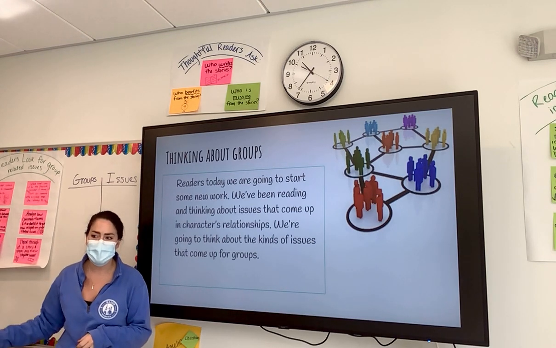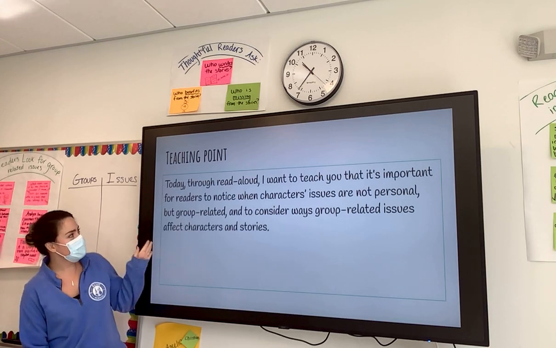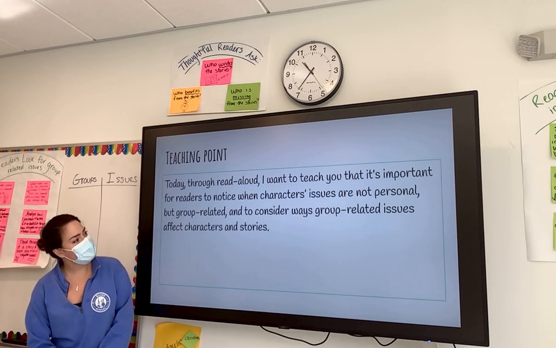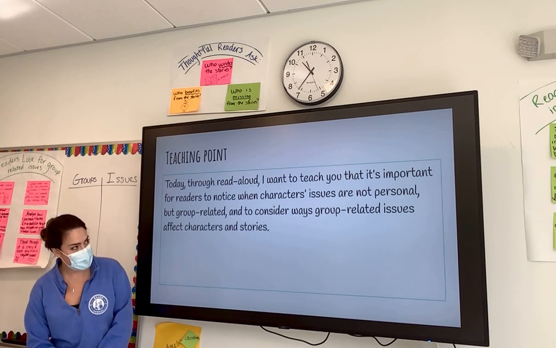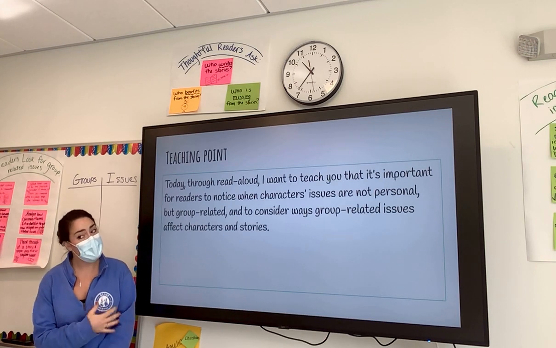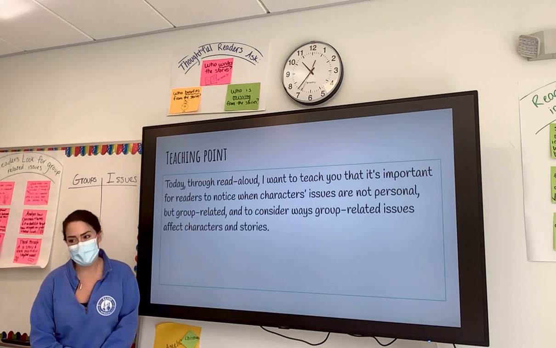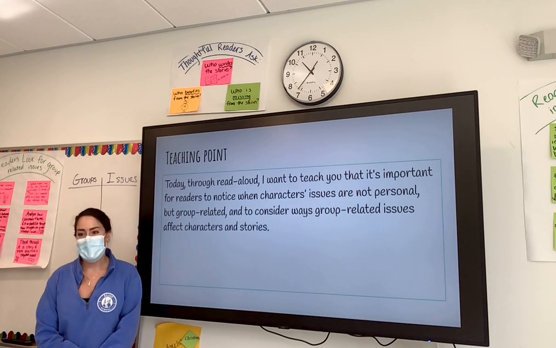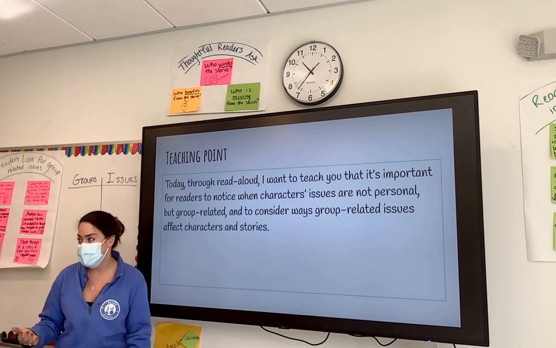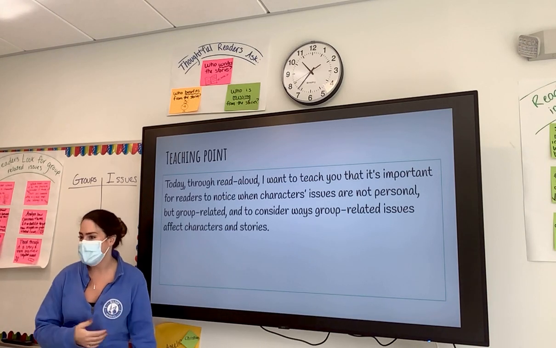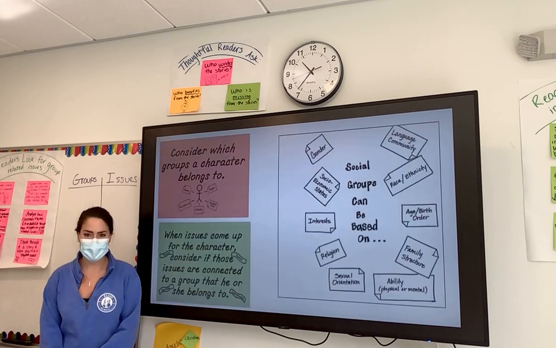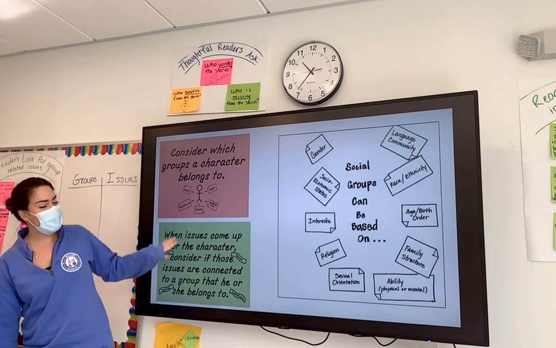risks as readers today. All right, friends, so today through Read Aloud, I want to teach you that it's important for readers to notice when characters' issues are not personal, but group-related, and to consider ways that group-related issues affect characters and stories. And as with everything in literature, this is applicable not only to literature, but also to life. So friends, this is going to be our work today.